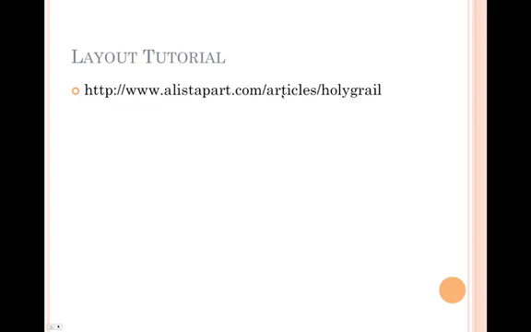This link is for a tutorial on how to create layouts. There's a website called A List Apart, which is one of the more respected online resources for web design. This article is fairly famous. It's called the Holy Grail layout. Basically, the Holy Grail layout is one of the most common three-column layouts, where you have a header, three content columns, one for left navigation and right navigation, and a footer at the bottom.